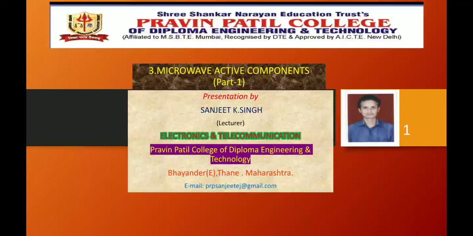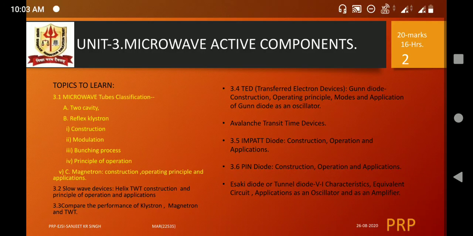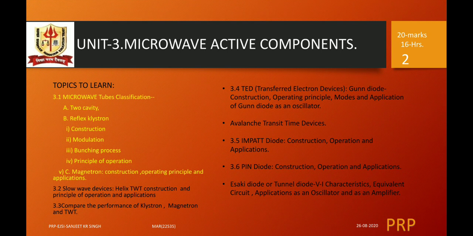Welcome to the third chapter, Microwave Active Components Part 1. The third chapter is of 20 marks as per the MSBTE marking scheme. Topics to be learned in this presentation are microwave tube classification, two cavity klystron amplifier, and reflex klystron, with respect to construction, modulation, bunching process, principle of operation, magnetron, construction, operating principle, and applications.